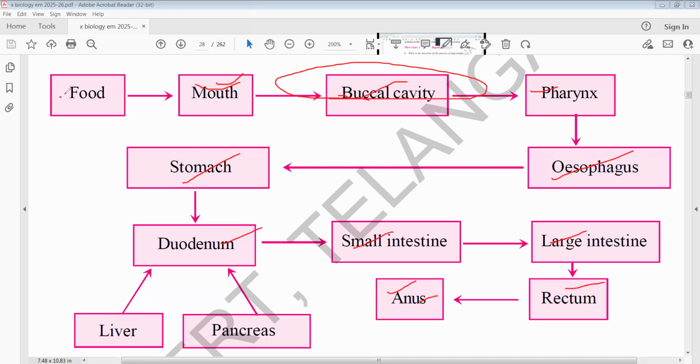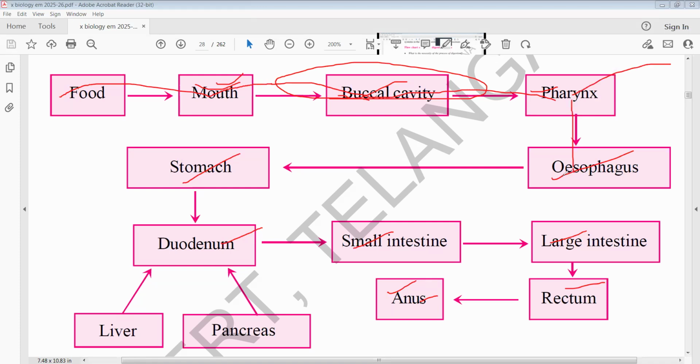Now the food enters the mouth, where physical and chemical changes occur. Physical changes by the teeth, chemical changes by the saliva. From there the food goes through the buccal cavity, then enters the pharynx. Pharynx is a junction where food and air join. From here the food goes to the esophagus, and air goes to the trachea.